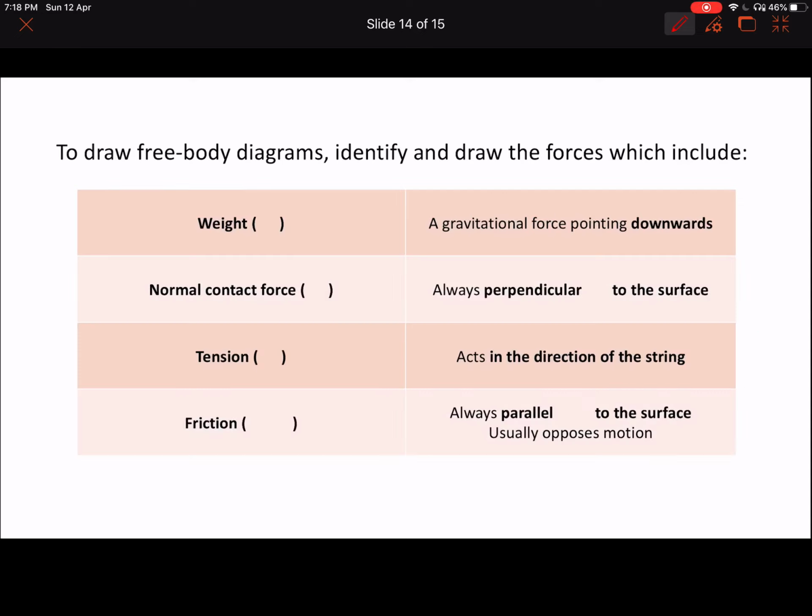Okay. To draw free body diagrams, you identify and then you draw the forces. Okay, so these forces include the weight, which will always act downwards. You have the normal contact force, N, which always acts perpendicular to the surface. You have the tension T, which always acts in the direction of the string. And you have the friction, F friction, which always acts parallel to the surface and usually opposes motion.